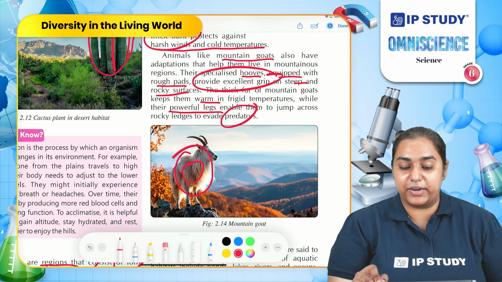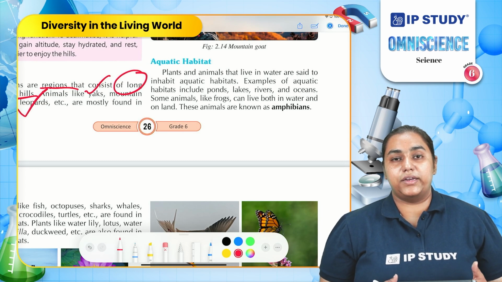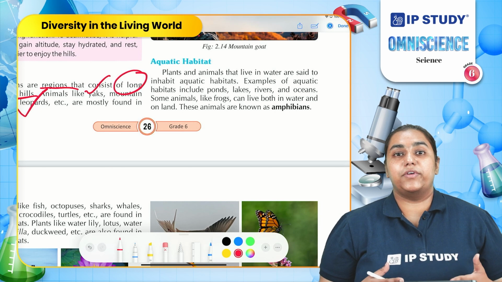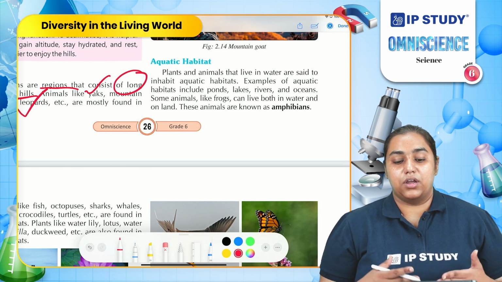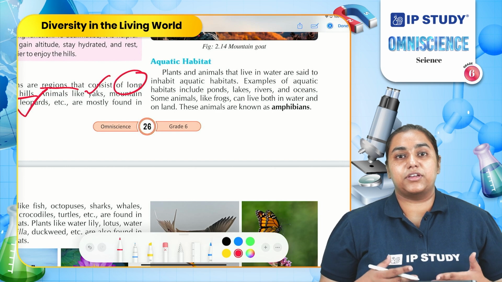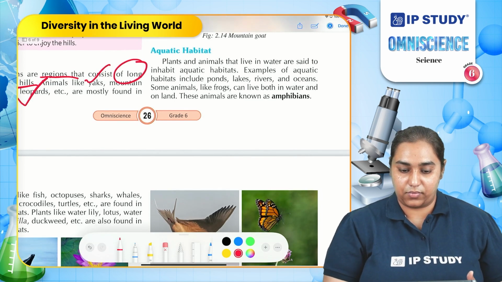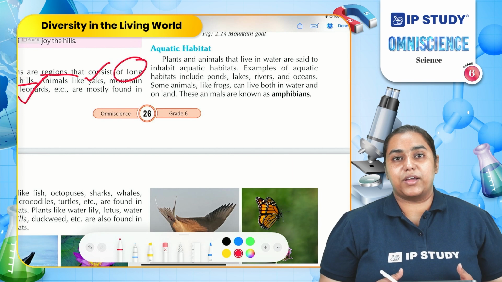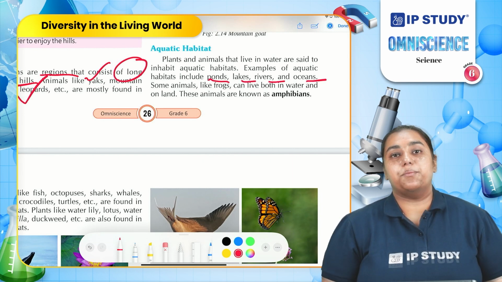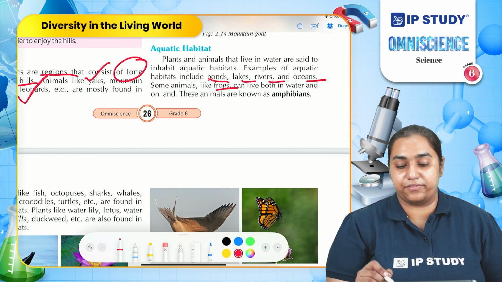So the another category is aquatic habitat. Earlier, when we studied desert, mountain, forest and grassland, we were studying the terrestrial habitat. Now we are going to aquatic habitat. The plants and animals which live in the water form the aquatic habitat. Common examples of aquatic habitat are ponds, lakes, rivers and oceans. Some common animals found in this region are frogs and fish.